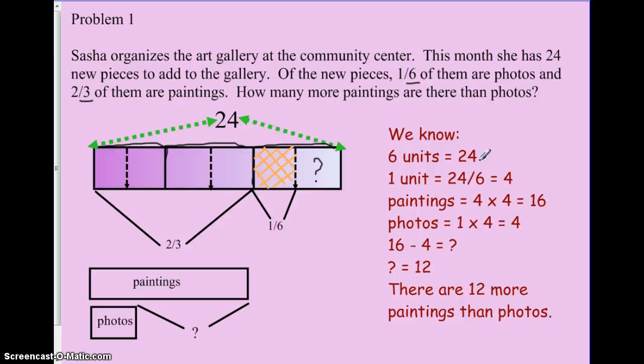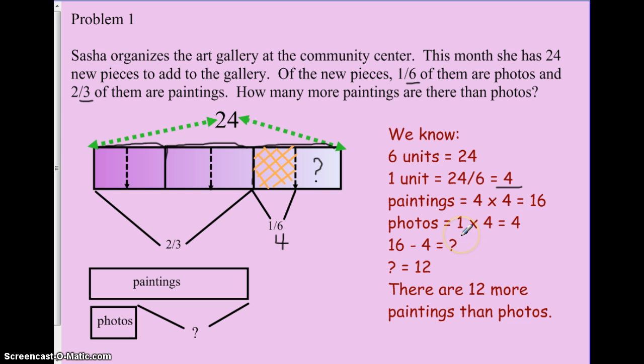That's our whole. Therefore, 1 unit is the same as saying 24 divided by 6, which we very well know can be written as a fraction, 24/6, and the answer is 4. So our photos are the 1 unit, so this equals 4. Okay, that's where I got that from. 1 unit equals 4. The photo is 4. The paintings are 4 times 4. So that means there are 16 of them. Because if 1 unit is 4, then we have to figure out how many units are shown as 2/3. Okay, so 16 is 2/3 of 24.